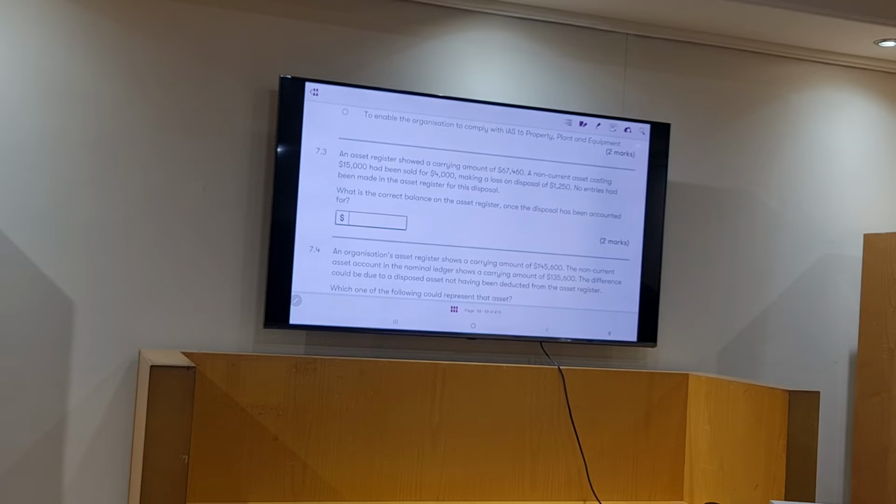Very tricky question. Let me see if this answer is correct: 67,460. How does the 1,250 come? It was 15,000 and it's sold for 4,000. Is this the loss of 1,000? That's what they're saying. That's the difference.